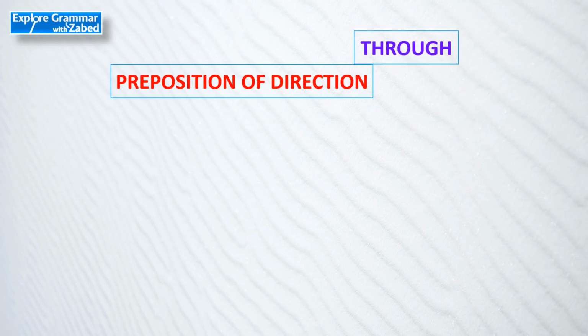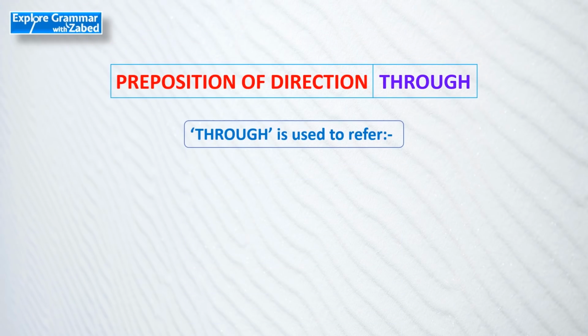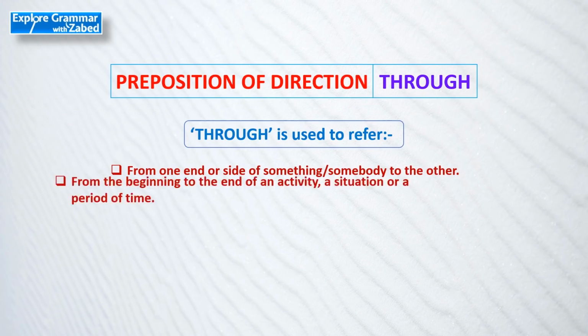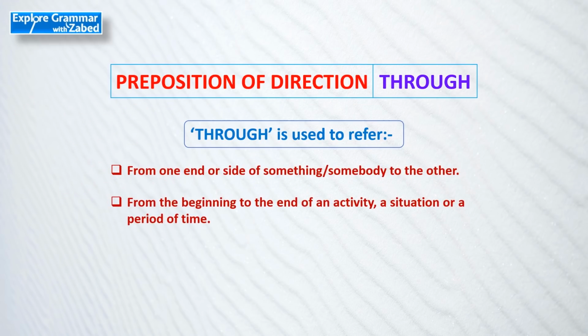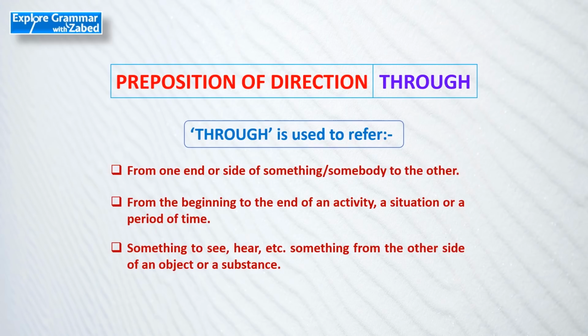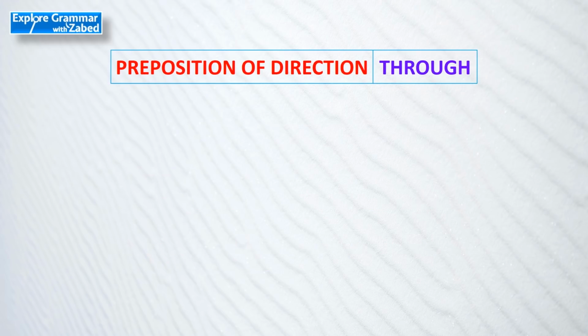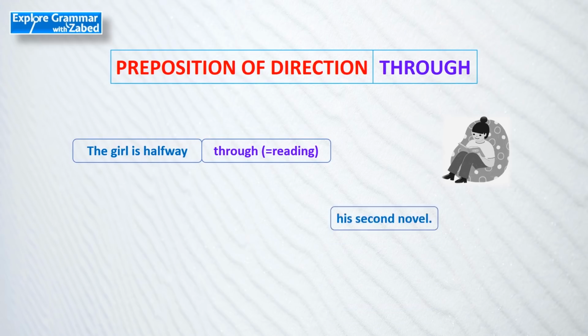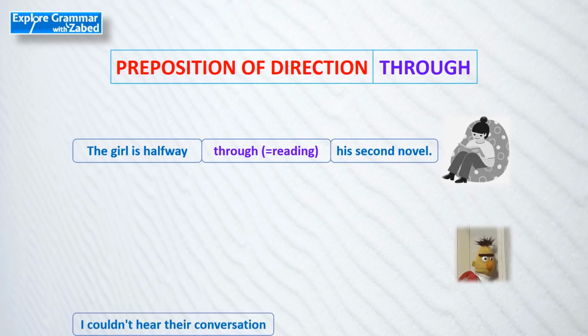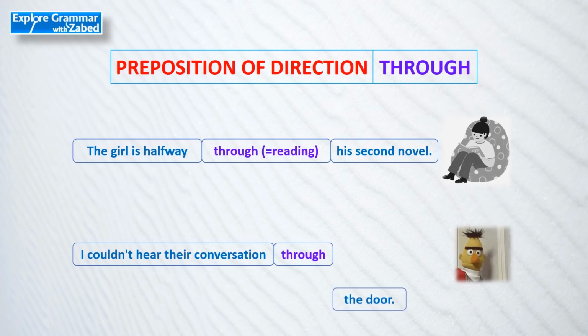Last but not the least, the preposition of direction, "through". Through is used to refer from one end or side of something or somebody to the other; from the beginning to the end of an activity, a situation, or a period of time; something to see, hear, etc., from the other side of an object or a substance. Let's see some examples to understand it better. The girl is halfway through her second novel. I couldn't hear the conversation through the door.